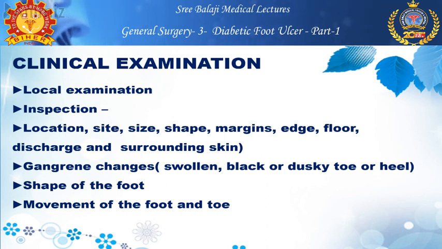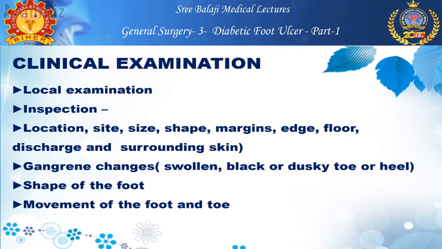On inspection, you should note the size, site, shape, margins, edge, floor, discharge and the surrounding skin of the ulcer. It will tell you what type of ulcer the patient is having. Suppose it is occurring on the sides of the foot where the velcro straps are holding, it is friction-related blisters that have formed ulcers. If it is occurring at the tip of the toes, it is because of peripheral vascular disease. If it is occurring at pressure points, it is because of peripheral neuropathy.